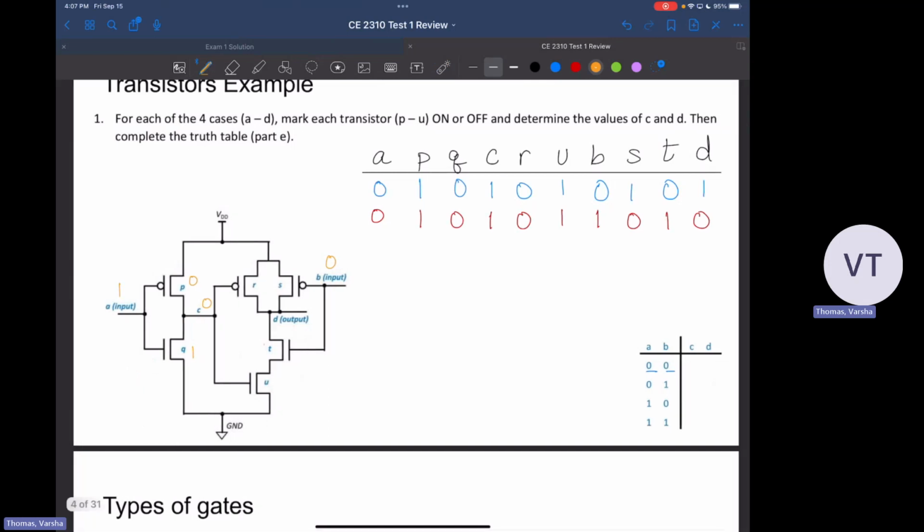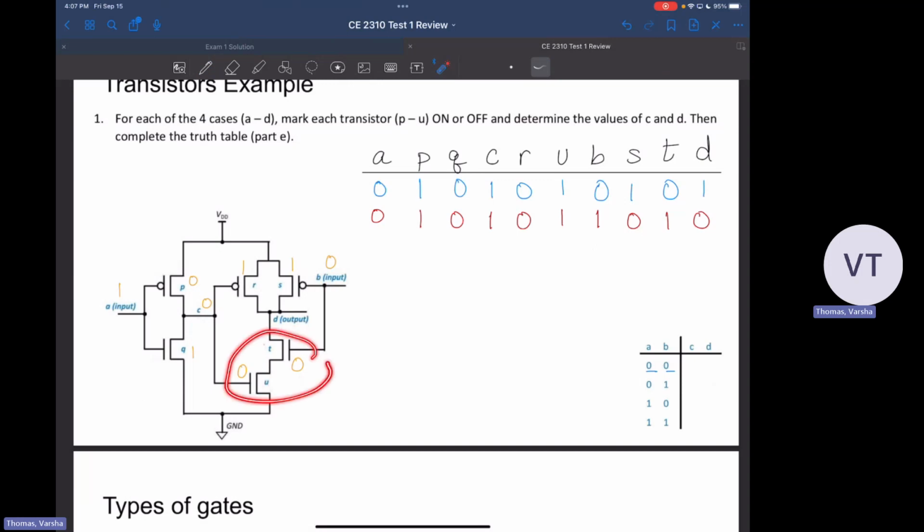Because C is 0, R is going to be on. It is a P-type that is activated or active high when your input is 0. U is going to be 0 because it's an N-type. Working from this side, when B is 0, S is going to be on or 1. T is going to be off or 0.